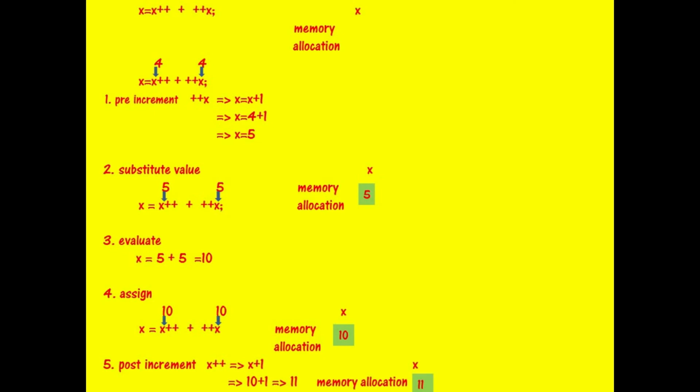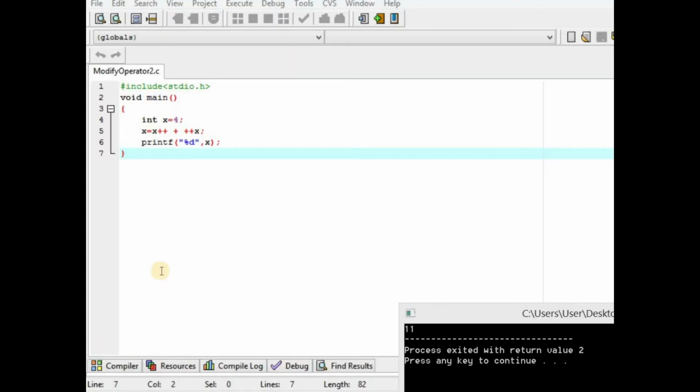Fifth step, any post increment or post decrement. So here in this expression, post increment is already there. So execute this post increment x++. x++ means x equals x plus 1, that is, the value of x increases by 1. So the latest value of x is 11. x 10 becomes 11 now. So if you run the program, the output screen displays 11. The latest value of x is 11.